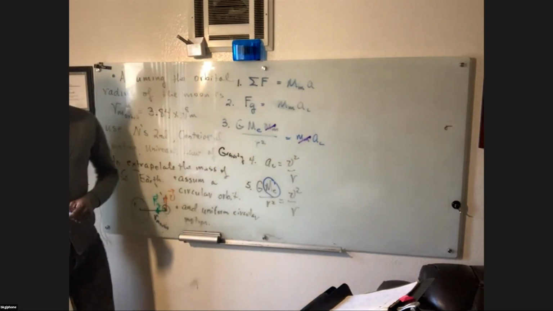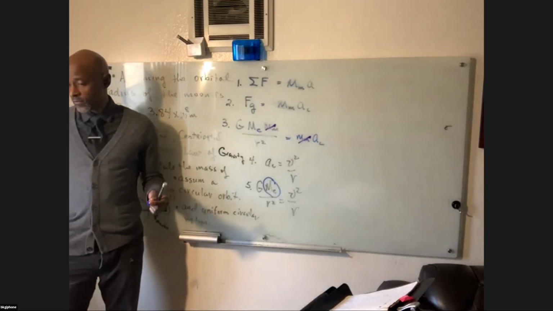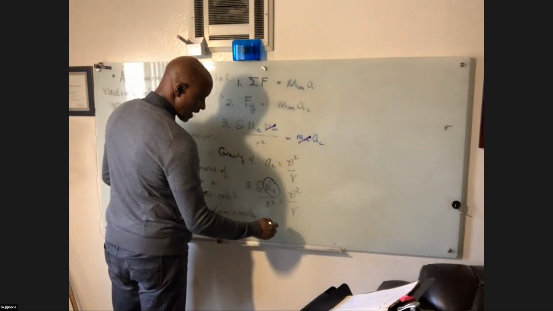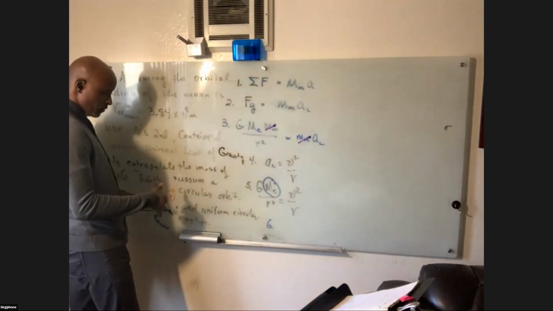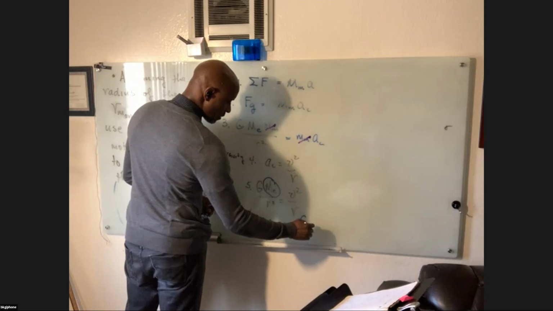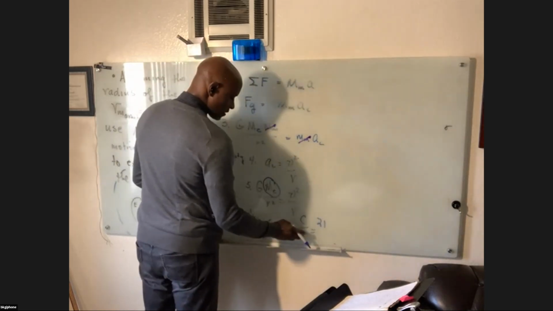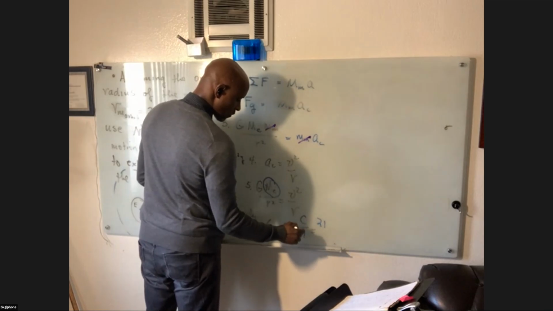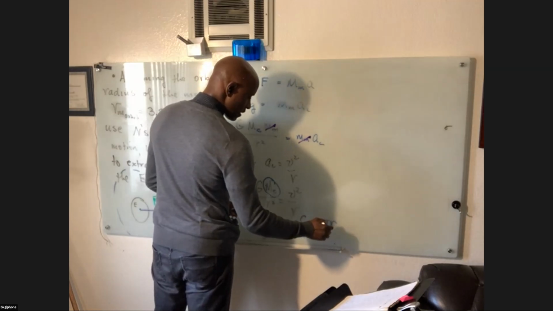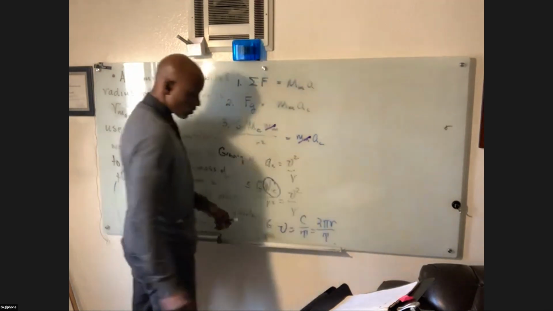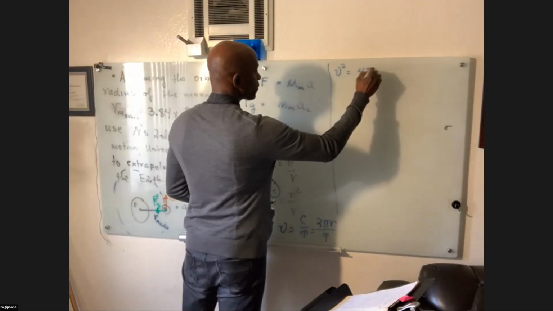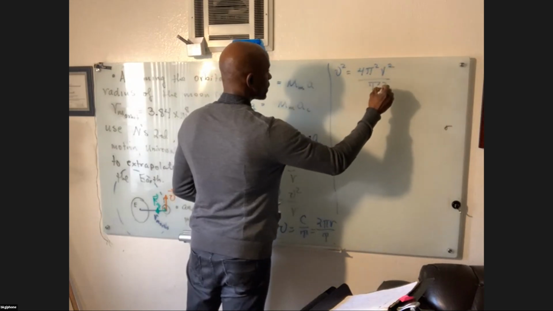But we do know the period. The average period of the moon around the Earth is a month, right? And we know there's a relationship between speed and period. That's something that we did back then. The velocity is equal to distance divided by time, but the distance is the circumference, and the time is the period, which is 30 days. So V is 2 pi R divided by the period, and V squared is equal to 4 pi squared R squared over the period squared.